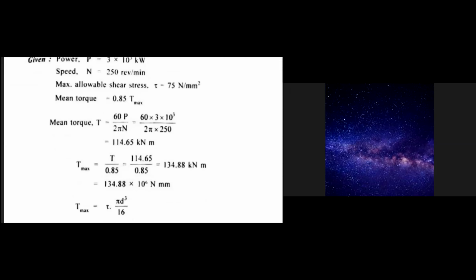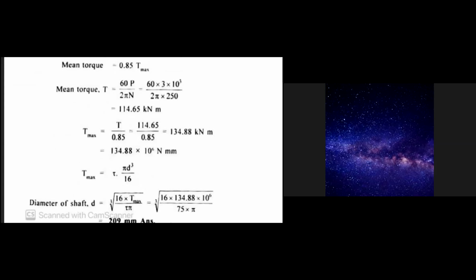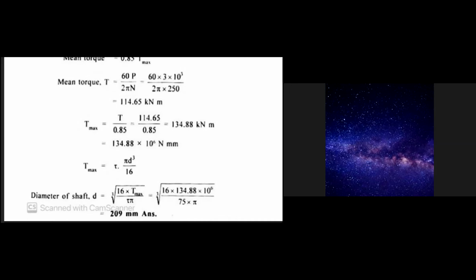So the maximum torque transmitted by the shaft is equal to 134.88 into 10 power 6 Newton mm. And we know the relation maximum torque is equal to tau into pi d cube by 16. So from that, the diameter of the shaft D is equal to cube root of 16 into T max by tau into pi. So that is cube root of 16 into 134.88 into 10 power 6 by 75 into pi. So we'll get the diameter of the shaft as 209 mm.